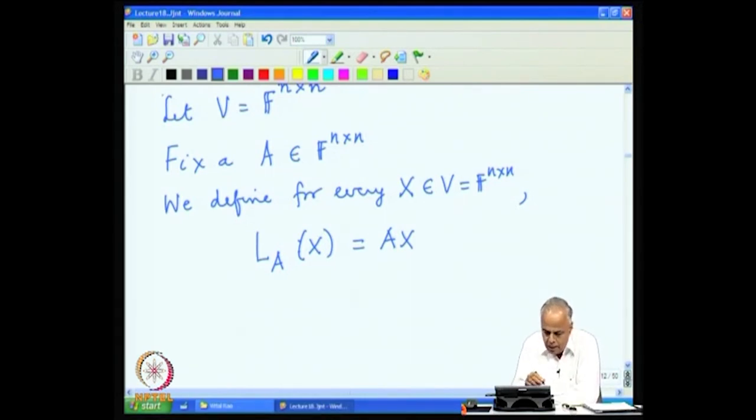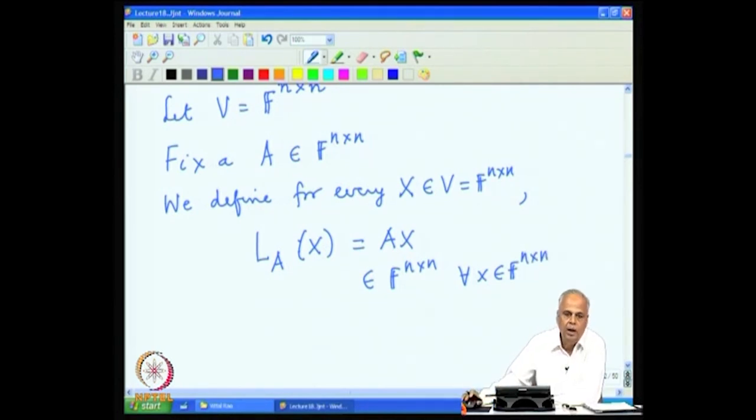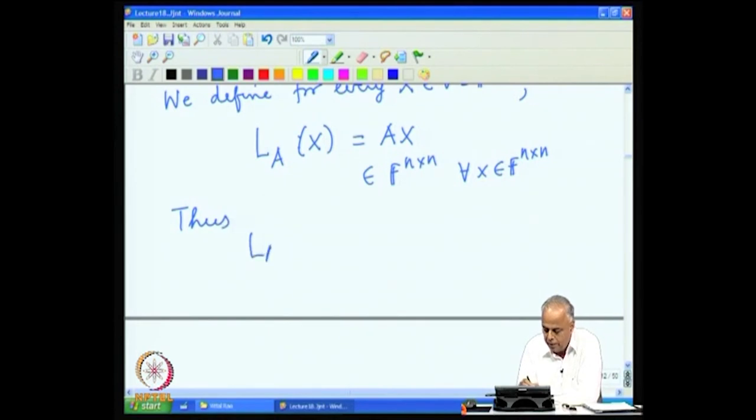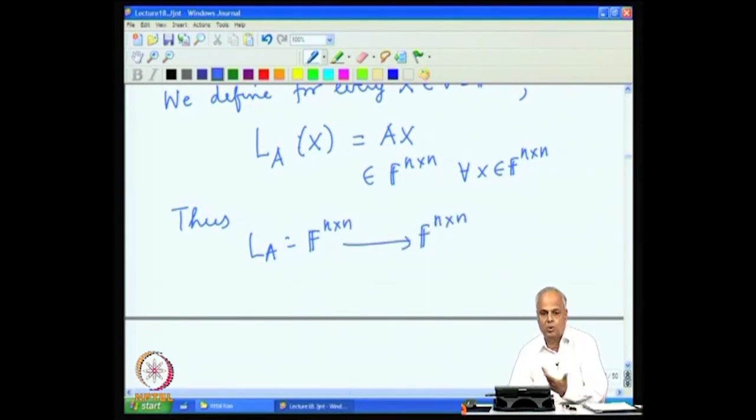So, now we see that A is an n by n matrix, because we have chosen A in F^(n×n), and x is an n by n matrix, because we have chosen x in V. So, both are n by n matrices. So, the product will be an n by n matrix, and therefore, this belongs to F^(n×n) for every x in F^(n×n). And therefore, L_A converts an n by n matrix into another n by n matrix, and therefore, L_A definitely is a transformation from F^(n×n) to F^(n×n). In other words, it encodes an n by n matrix by another n by n matrix. So, this is the hashing operation or the encoding operation. By pre-multiplying the matrix x by A, we are hiding the original matrix x and disguising it as a new matrix L_A of x.